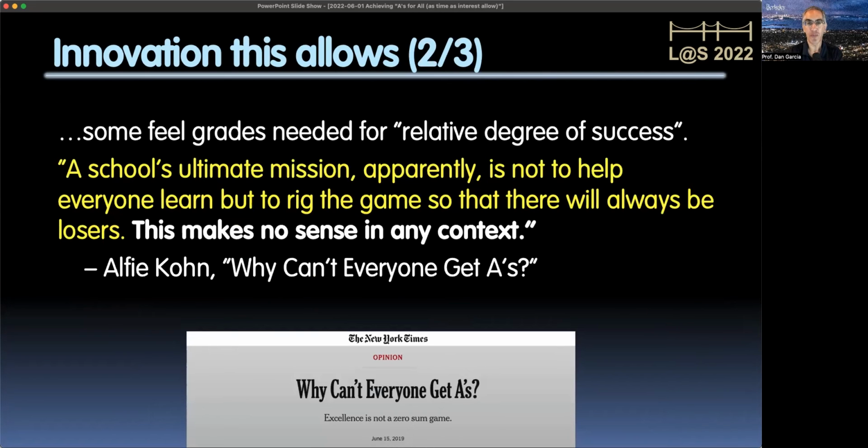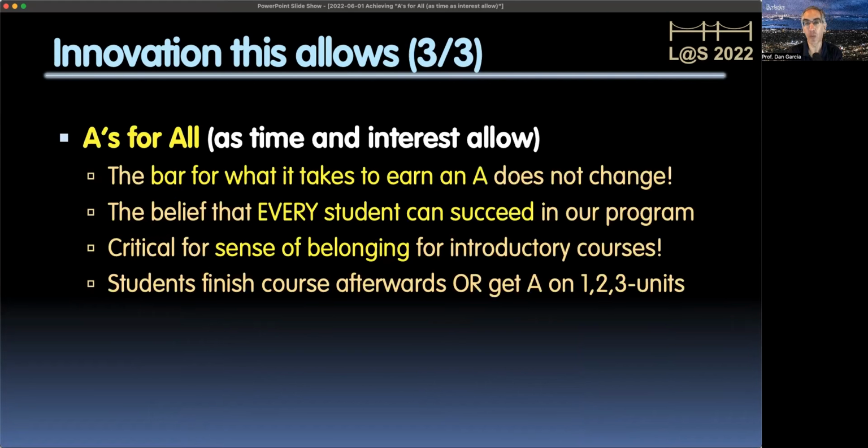So Alfie Kohn wrote a piece in the New York Times that said, well, some people believe that an A is only an A because you mean you're the top 10% of the class. Well, the school's ultimate mission apparently is not to help everyone learn, but to rig the games so there'll always be losers. This makes no sense in any context. So we propose an A's for all model as time and interest allow.